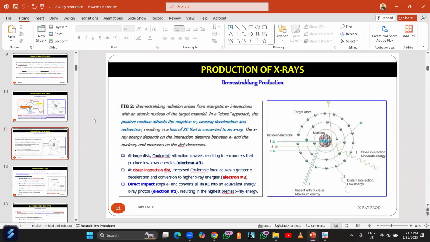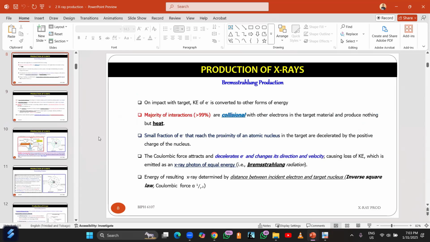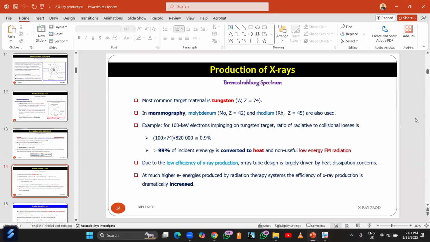All right. I will share this part with you because I think it's important, but just take note that the X-ray tube being discussed here is for diagnostic imaging. It's not for radiation therapy, but the physics of how you form bremsstrahlung is essentially the same.